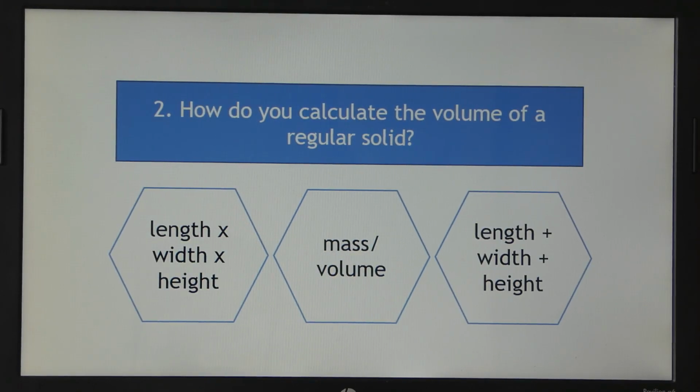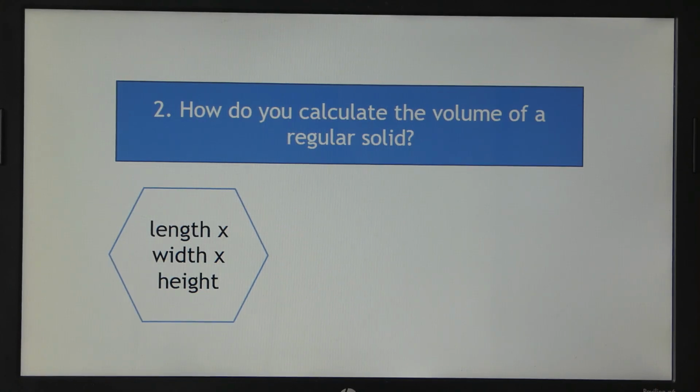Question 2. How do you calculate the volume of a regular solid? Length times width times height, mass divided by volume, length plus width plus height. 5 seconds. The answer is length times width times height.